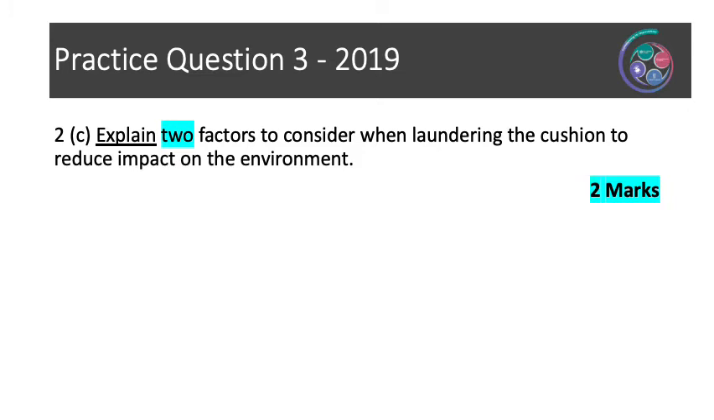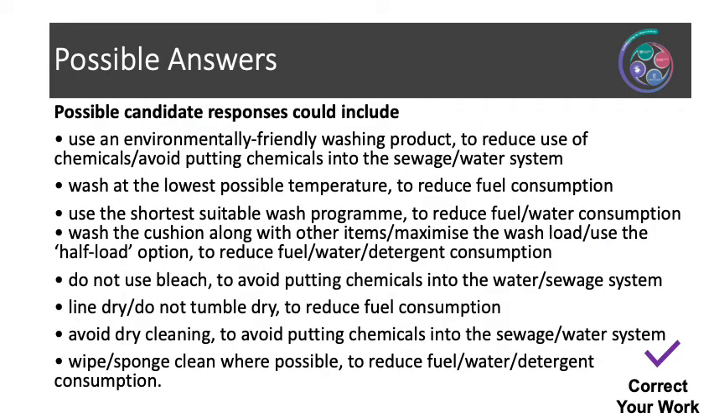So, we can see the command word was explain, and we've looked at the content of the question, which is laundering the cushion to reduce the impact on the environment, and we've calculated the marks. So it's 2 factors that they're looking for, and there are 2 marks available. So therefore, we can take 1 mark for each factor. So here are some possible answers. Now remember, using an explanation, you want to use the because, as, so, or therefore rule.